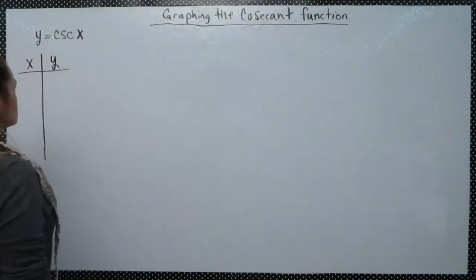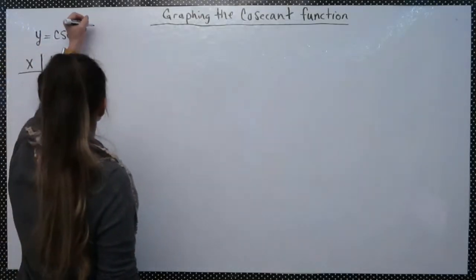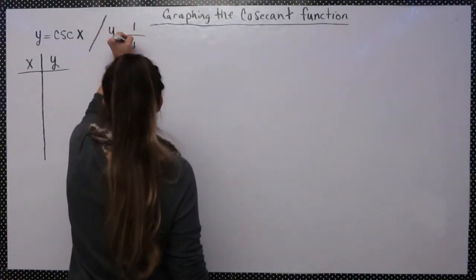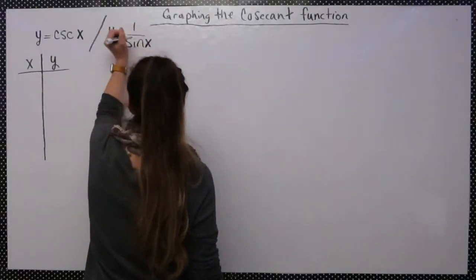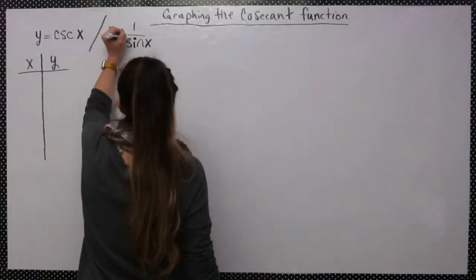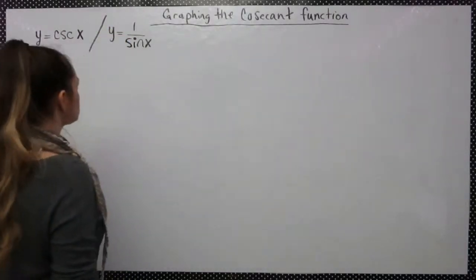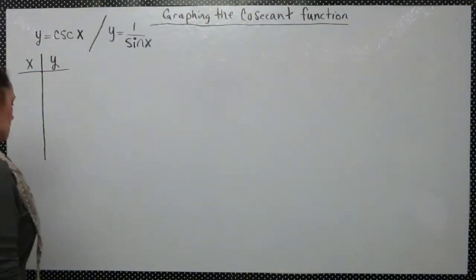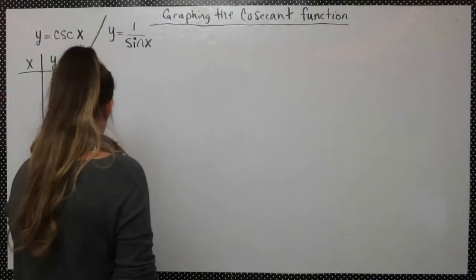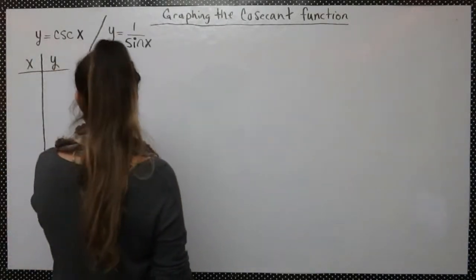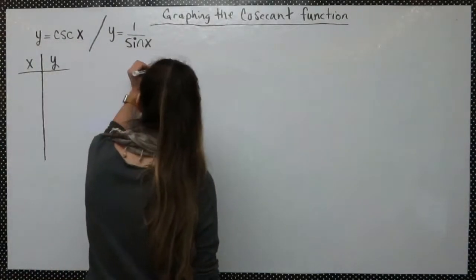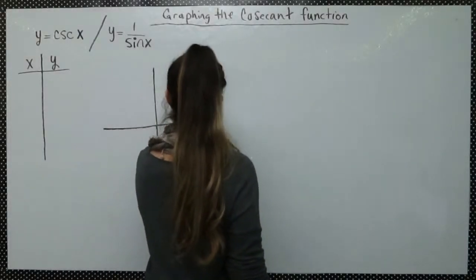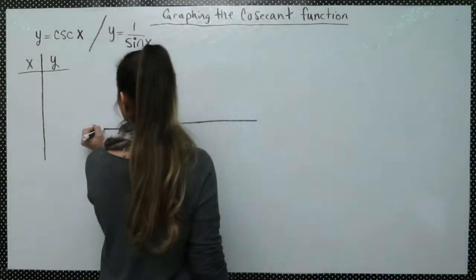X comma y. So what this function is doing, and we'll go ahead and put y equals 1 over sine x, because recall, cosecant is the reciprocal of sine. And so we're going to have to get, how many values do we want? Let's see here. Go ahead and get our graph sketched, our Cartesian coordinate system here.